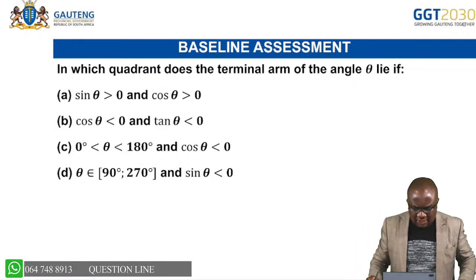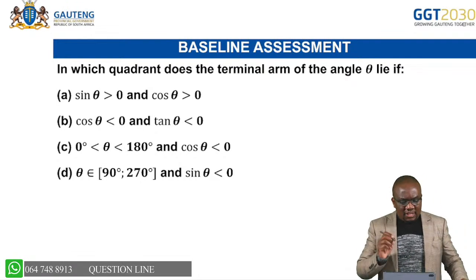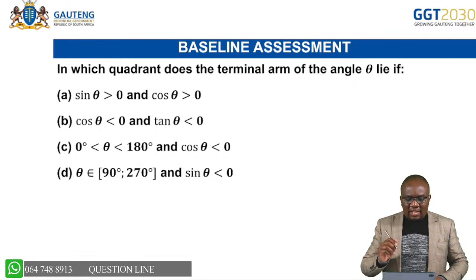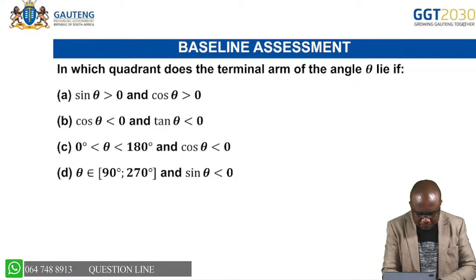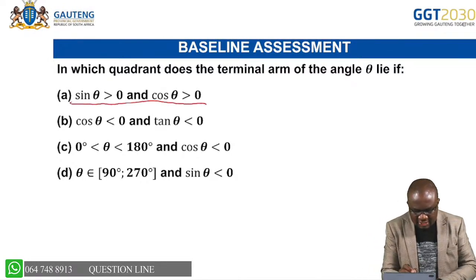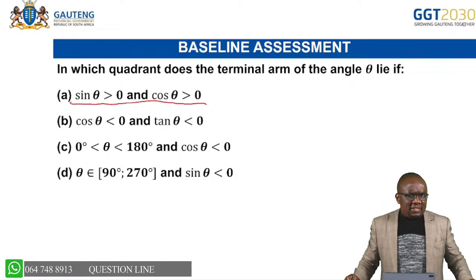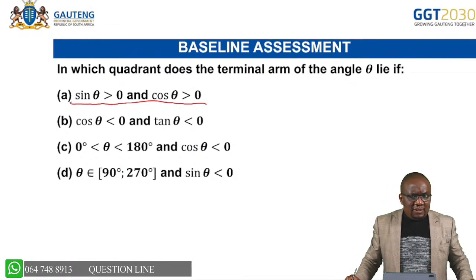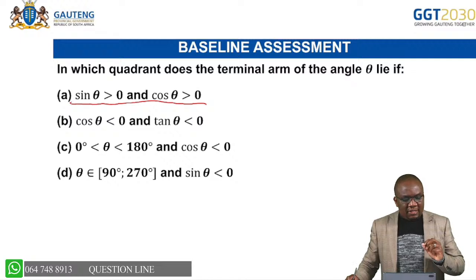In which quadrant does the terminal arm, terminal ray of the angle theta lie if sine theta is greater than 0 and cos theta is greater than 0? Let's do A together, and then you do B, C, and D.